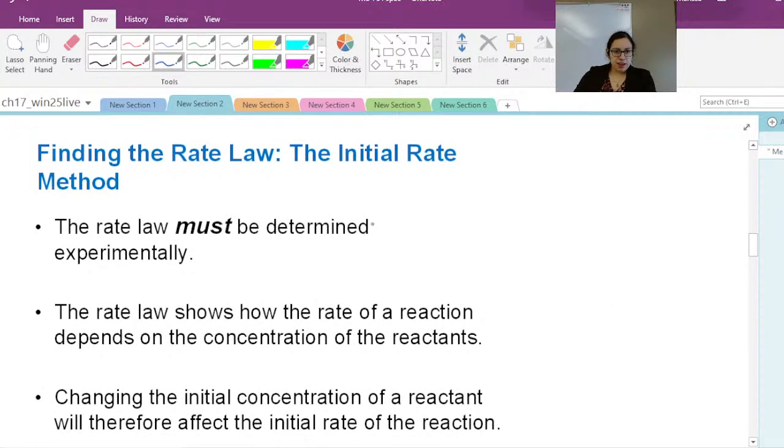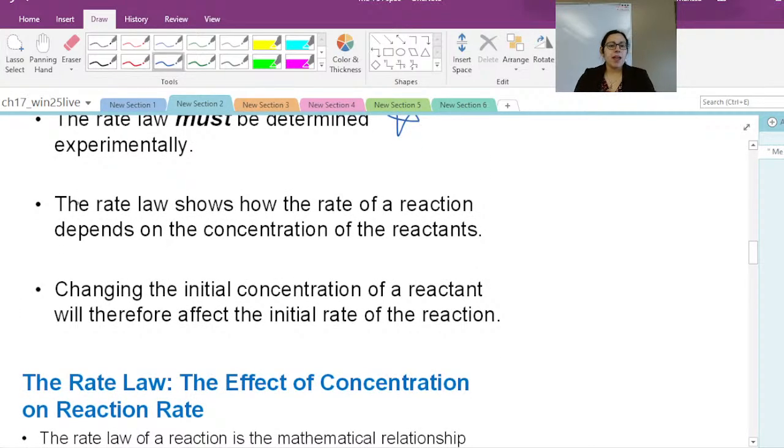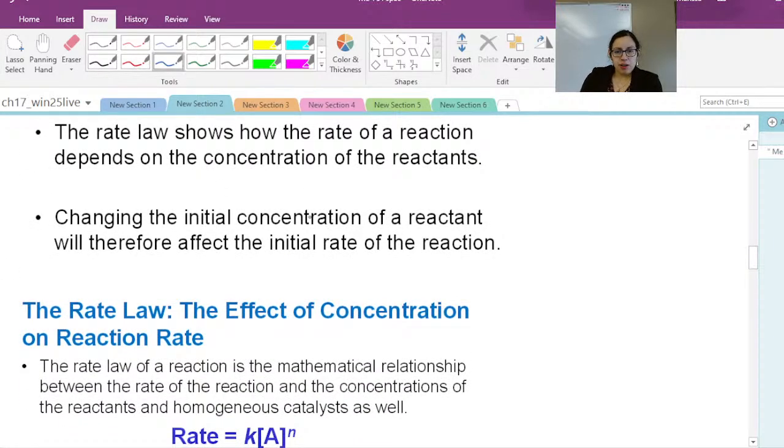And so, again, all this is to say the rate law must be determined experimentally. And so for all these problems, I have to give you dummy data basically. Our rate law obviously shows how our rate of reaction depends on our concentration. And so changing our initial concentration will affect our rate of the reaction.